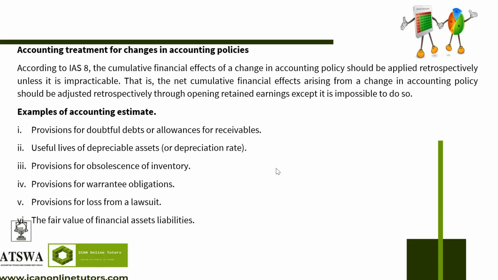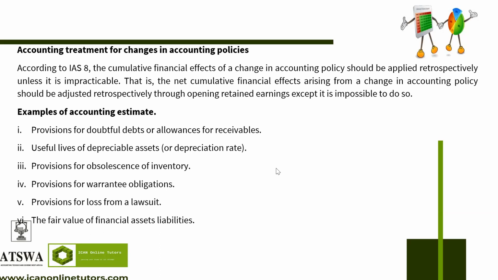What do you mean by impracticable? That is, the net cumulative financial effect arising from the change in accounting policy should be adjusted retrospectively to the opening balance of retained earnings, except if it is impossible to do so. So going back to the books to do the correction, if it's impossible, then we might not adopt retrospective adjustment. But ordinarily, a change in accounting policy is adjusted using a retrospective approach. That is, you adjust it through the opening balance of retained earnings.